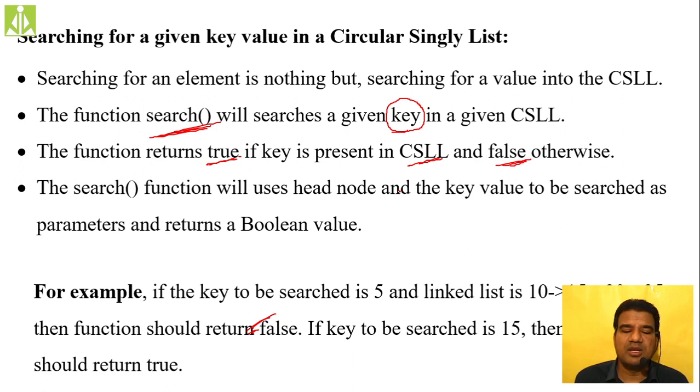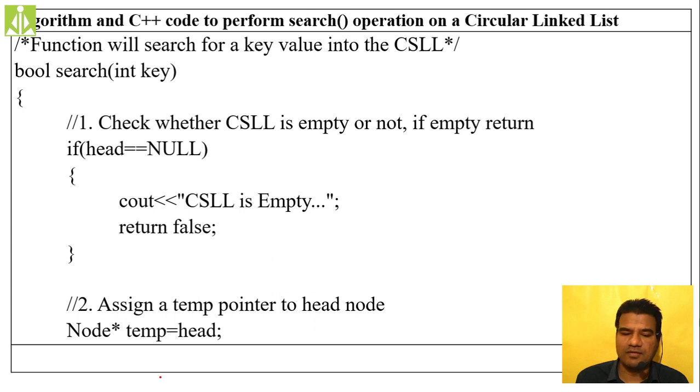So for example, if the key to be searched is 5 and we are doing the search inside this circular singly linked list with 10, 15, 20 and 25, then what will happen? My search will fail, isn't it? My search function will return false. And if the key to be searched is 15 in this circular singly linked list, then it should return true. If the key is 5, it will return false; if the key is 15, it should return true. So this is the simple logic, simple tactic that we will implement now.